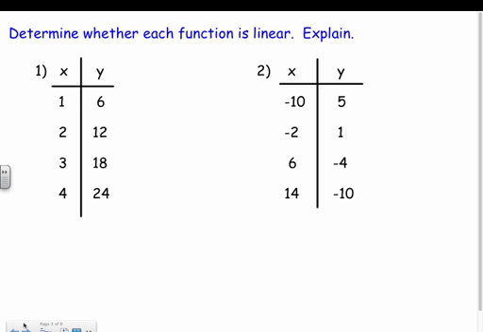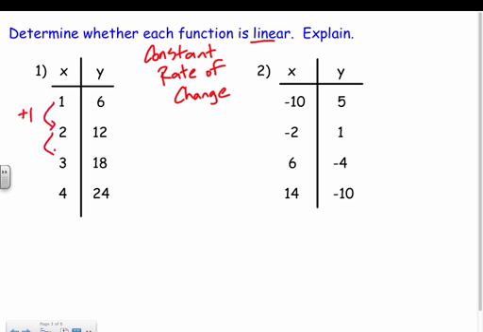My next thing is determine whether each function is linear, whether it makes a line, right? Linear means line. Well, to make a line, I have to have a constant rate of change, or a slope. So if I think about this, like a constant rate of change, for here, my x's, it's going up 1, it's going up 1, it's going up 1. That looks like a constant rate of change. It keeps going up 1, up 1, up 1, up 1. What about with my y's? It's going up 6, it's going up 6, it's going up 6.